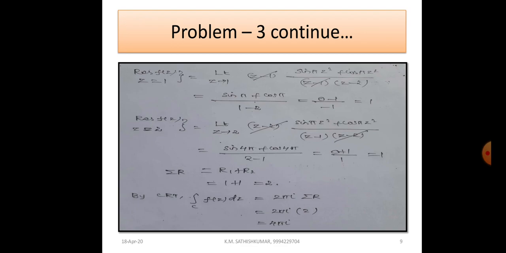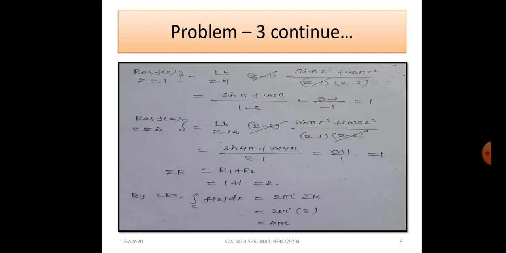Therefore summation r is 2. Substituting, we get the answer 4 pi I. That is the solution of the corresponding problem. So problem number 1, problem number 2 and problem number 3, there is no difference between these problems.